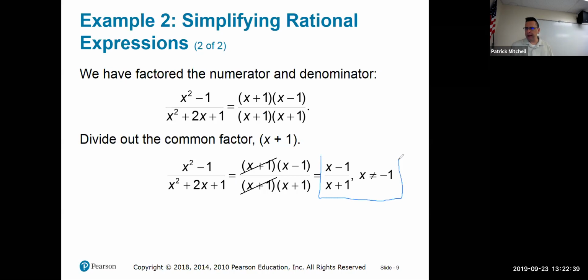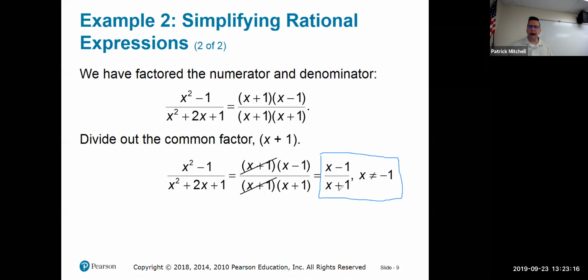Now here is where my math lab and I disagree. Here's the original expression. If you try putting -1 into this denominator, it comes out to 0. So the original expression is undefined when x is -1. But the simplified expression is also undefined when x is -1. So therefore, I, Mitchell, do not think that it's necessary to mention that x equals -1 is excluded, because it does the same thing to this expression that it does to this expression.